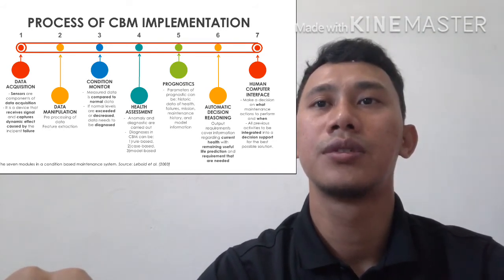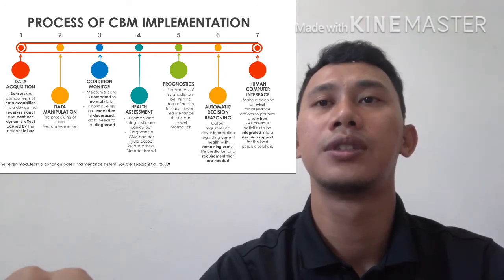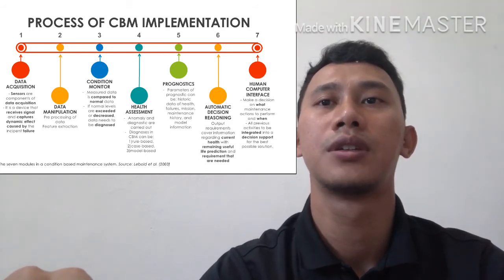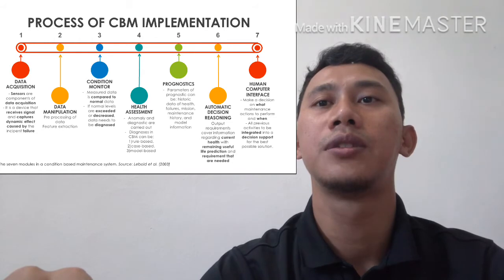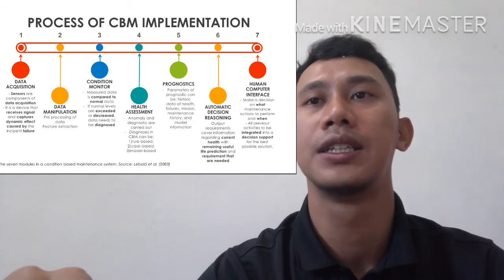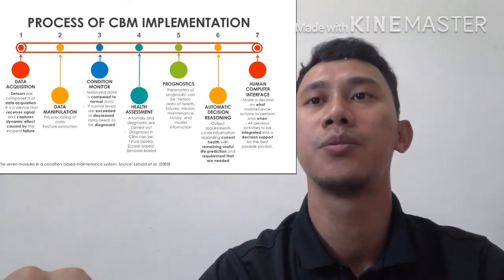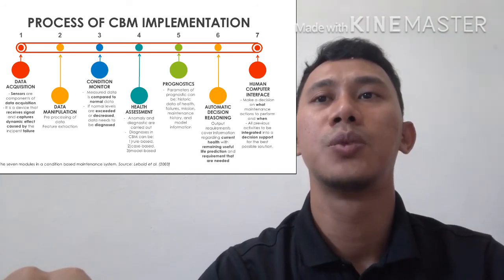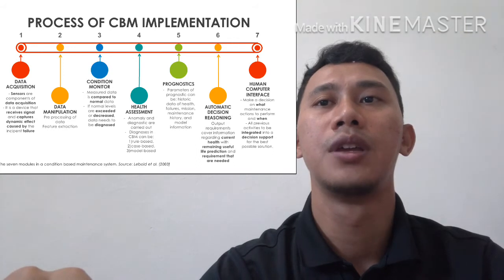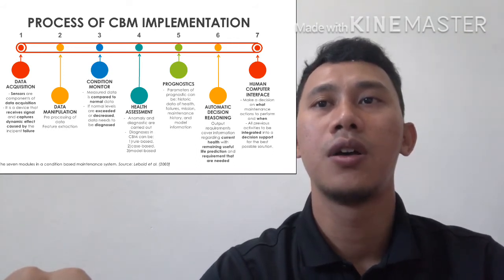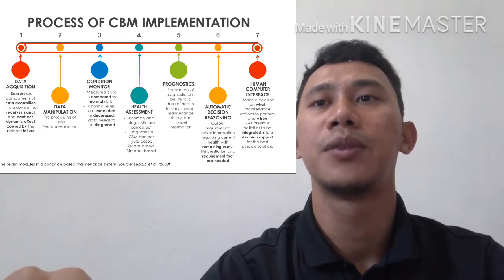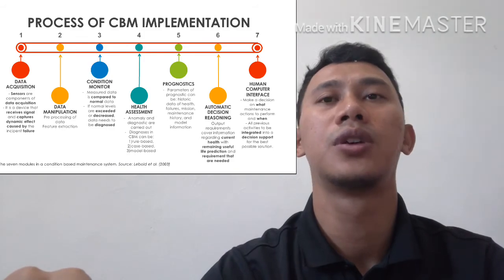Automatic decision reasoning output requirement cover information regarding current health with remaining useful life prediction and requirement that are needed. And lastly, human-computer interface. Make a decision on what maintenance action to perform and when. All previous activity to be integrated into a decision support for the best possible solution.